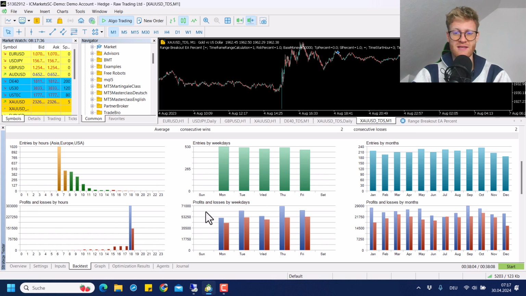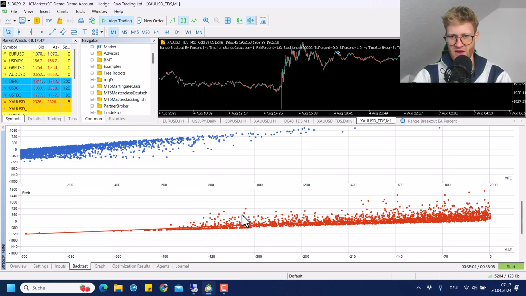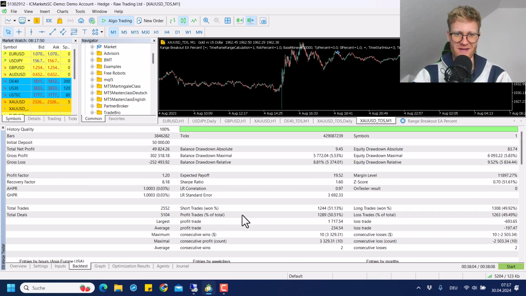Also here we can see, it doesn't really matter what day in the week we trade. It doesn't really matter what month we trade. There are better and worse months, but there's no real significance, so I just trade every day, every weekday, every month.